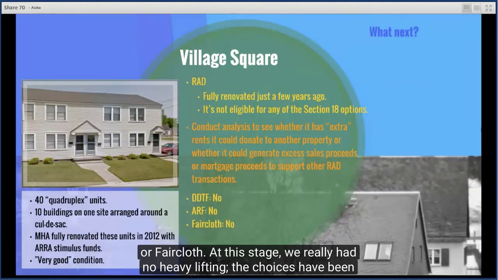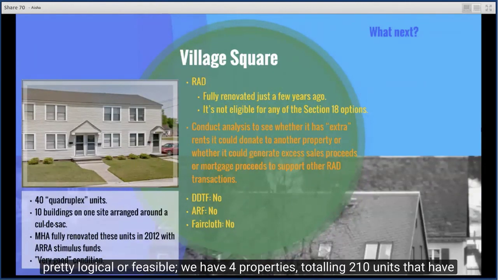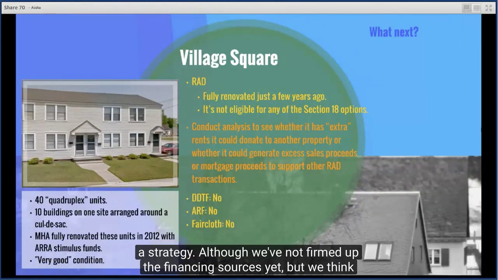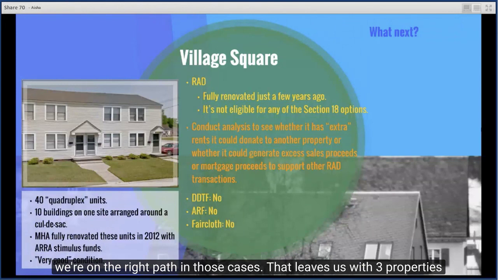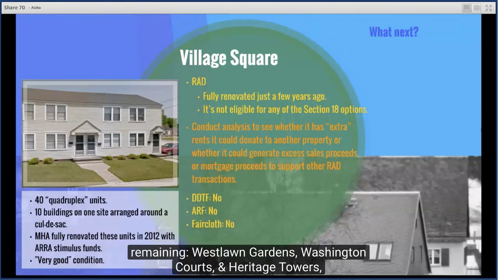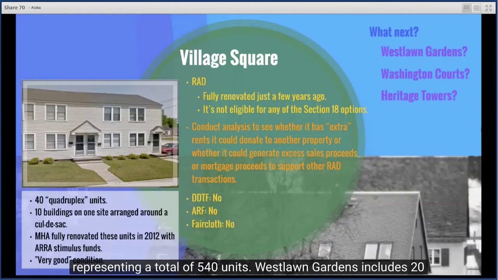At this stage, we really had no heavy lifting. The choices have been pretty logical or feasible. We have 4 properties totaling 210 units that have a strategy, although we've not firmed up the financing sources yet. But we think we're on the right path in those cases. That leaves us with 3 properties remaining: West Lawn Gardens, Washington Courts, and Heritage Towers, representing a total of 540 units.